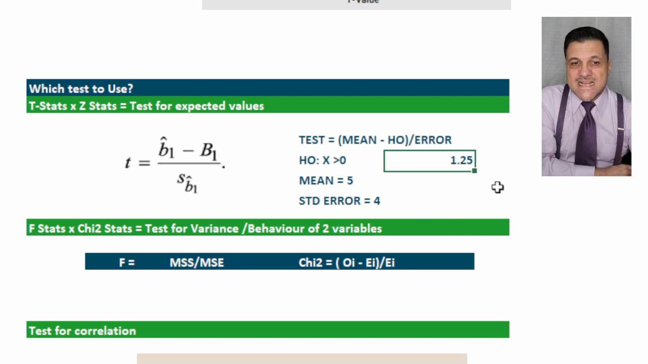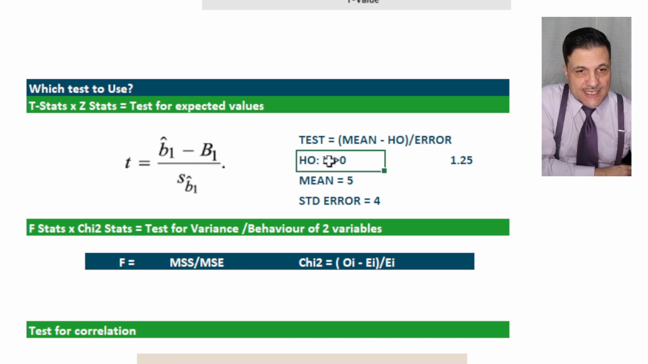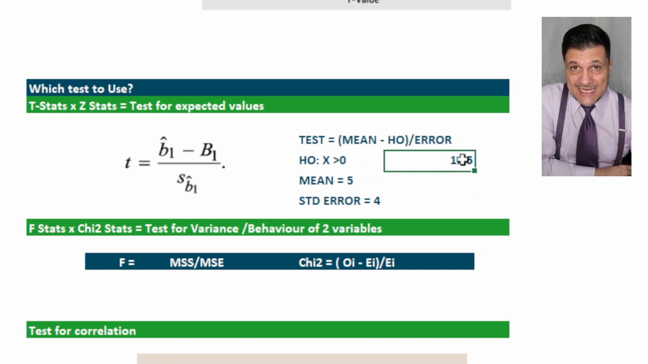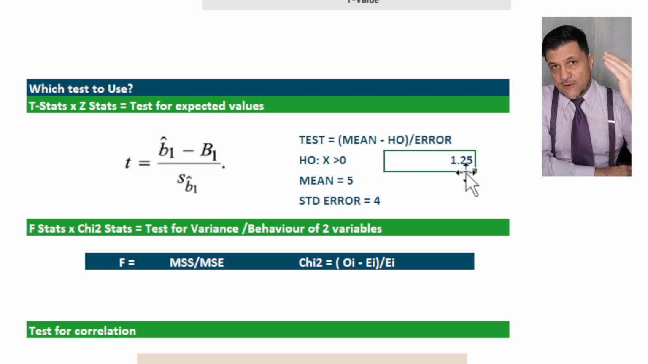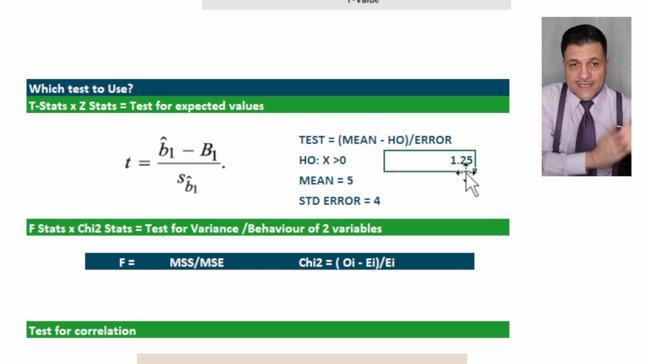1.25. Do you think I reject or fail to reject that my H0 is x higher than 0? I don't know. Why I don't know? Because I need a critical value predetermined. In that case, if you get a number lower than 3, then you go to the question and see what is the critical value, and then you compare.